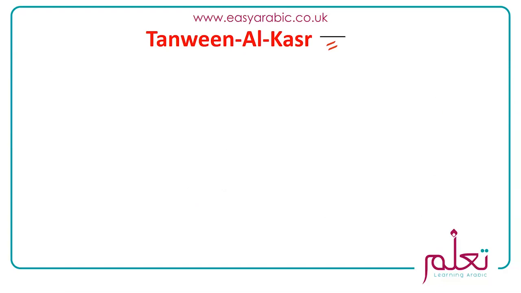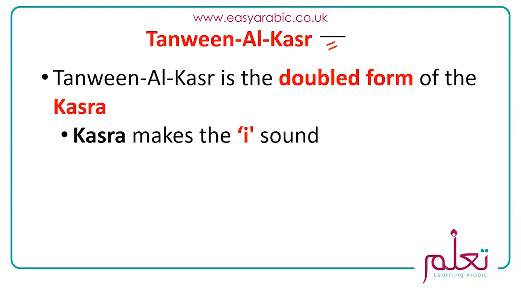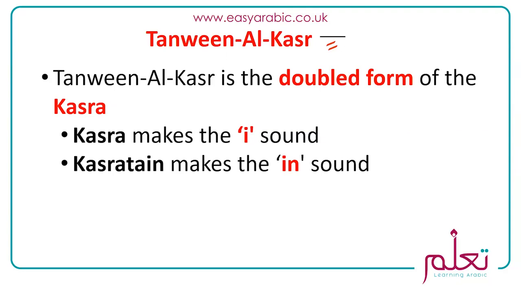So the next one we're going to go through is tanween al-kasra, which is also called kasratain. The tanween al-kasra is a double form of the kasra, and where the kasra makes the i sound, the kasratain makes the in sound. Okay, so let's look at the letters.